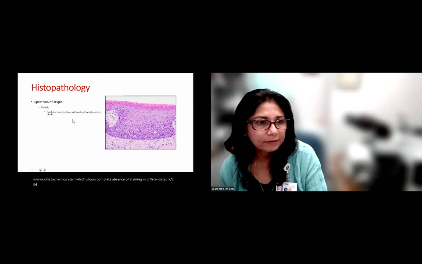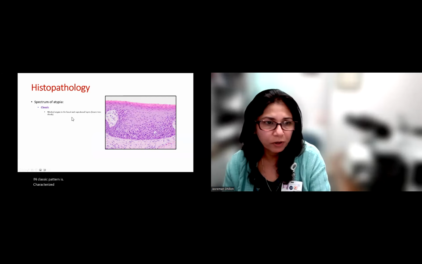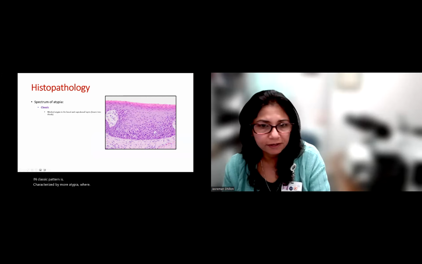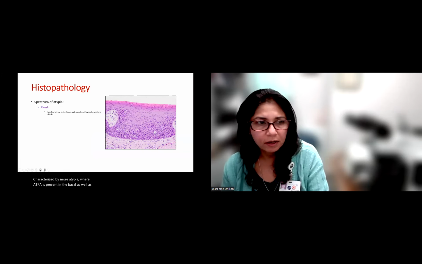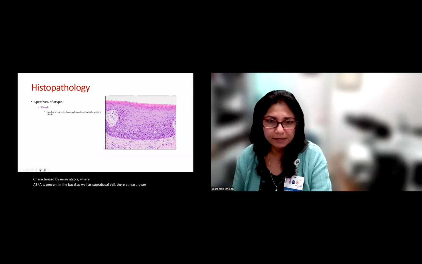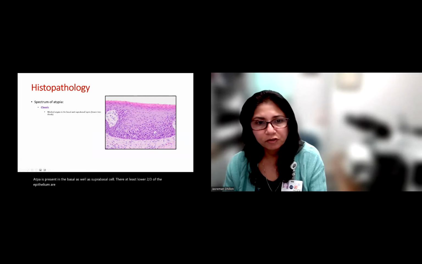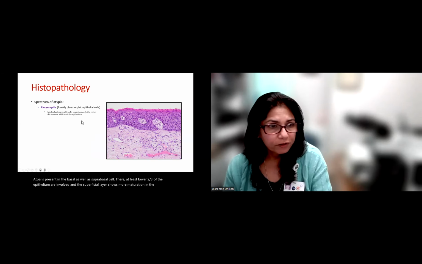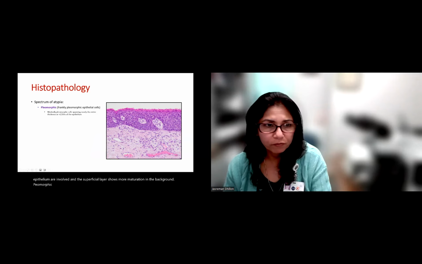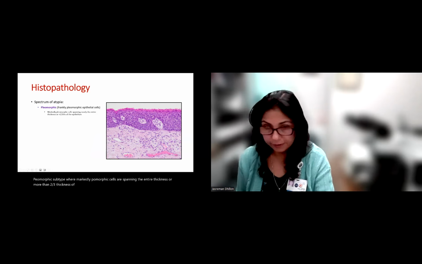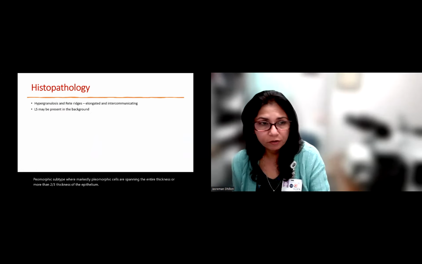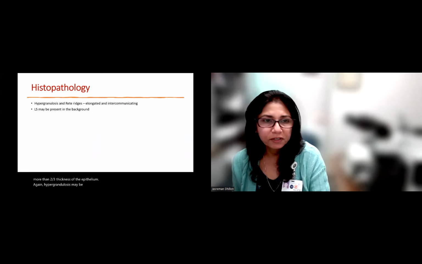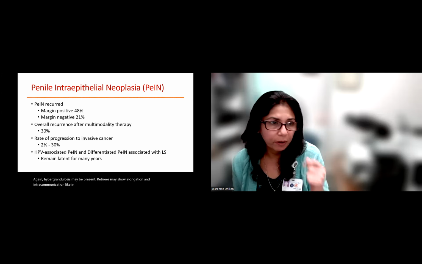Classic pattern is characterized by more atypia, where the atypia is present in the basal as well as suprabasal cell layer. At least the lower 2/3 of the epithelium are involved, and the superficial layer shows more maturation in the background. Pleomorphic subtype, where markedly pleomorphic cells are spanning the entire thickness or more than 2/3 thickness of the epithelium. Again, hypergranulosis may be present. Rete ridges may show elongation and intercommunication. Lichen sclerosus may be present in the background.